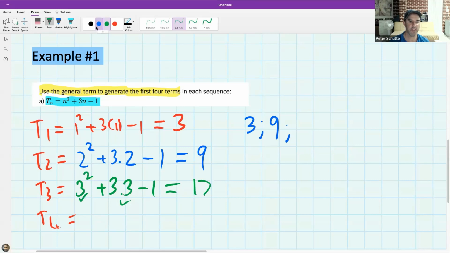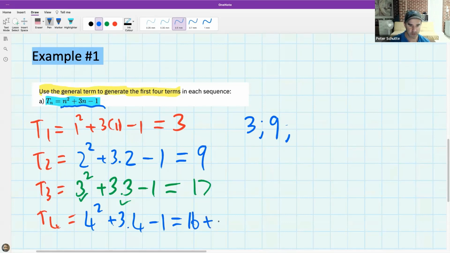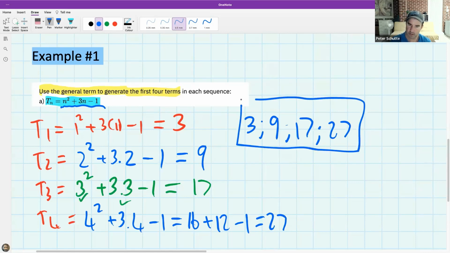And then the last one they've asked me to do is, how do I find my fourth term? Well, I make n equal 4. And if I put 4 into this formula, I get 4 squared plus 3 times 4 minus 1. So I get 27. So that is how you can use the general term formula to get the first 4 terms of the actual pattern. So that was my example.